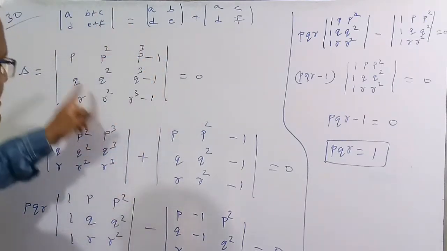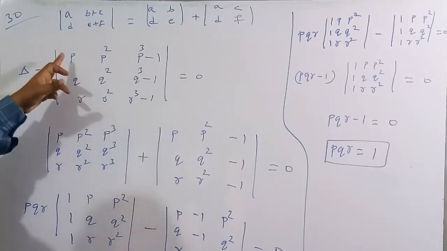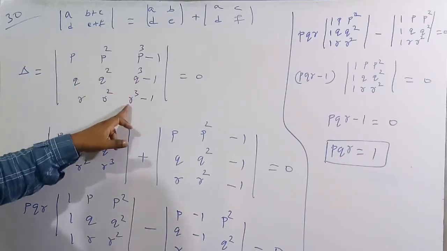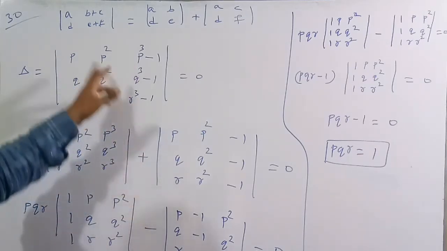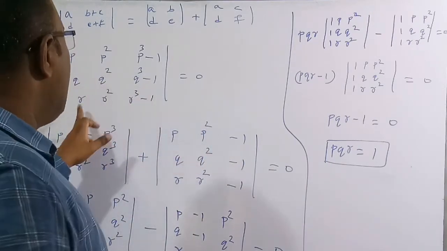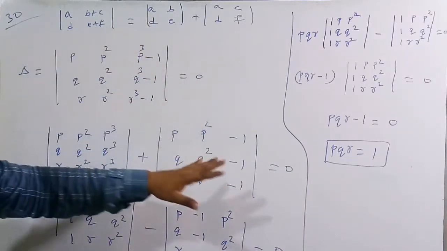This whole determinant is equal to 0. So I am going to split this determinant into 2 parts: the first is [P, Q, R; P square, Q square, R square; P cube, Q cube, R cube], plus [P square minus 1, Q square minus 1, R square minus 1] in the same arrangement. This is also the same matrix. Based on the above formula, I have made it like this.